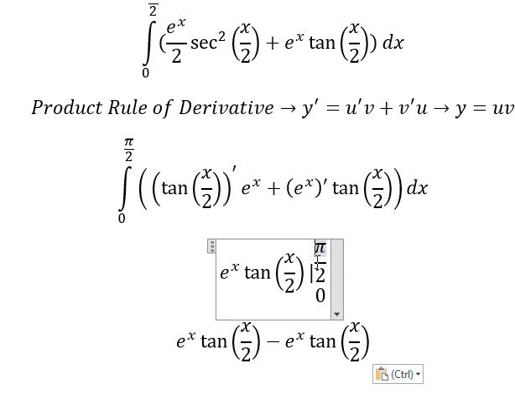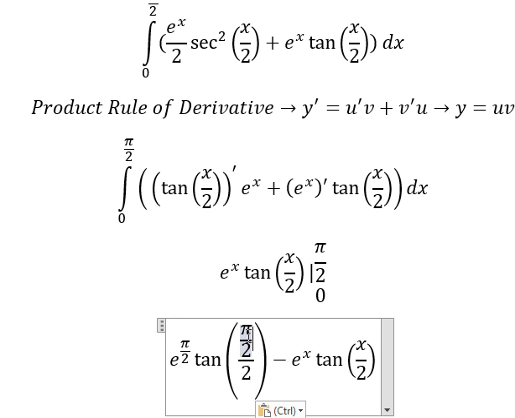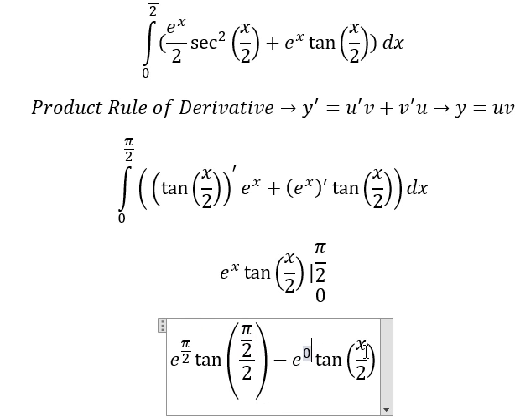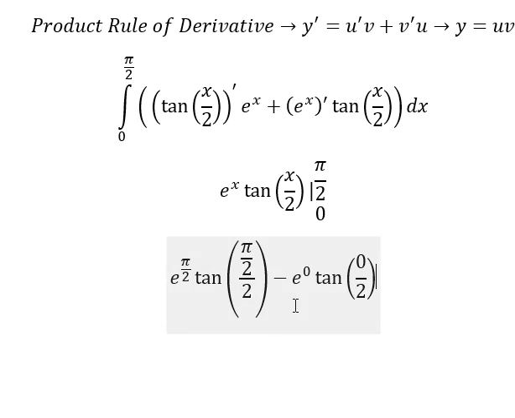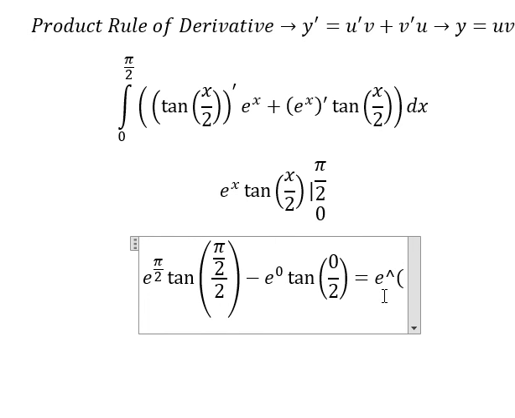So we put b over 2 in here and here. Number 0 goes in here and here. So tan of b over 4 you get 1. Tan of 0 you get 0. So the final answer is e to the power of b over 2.